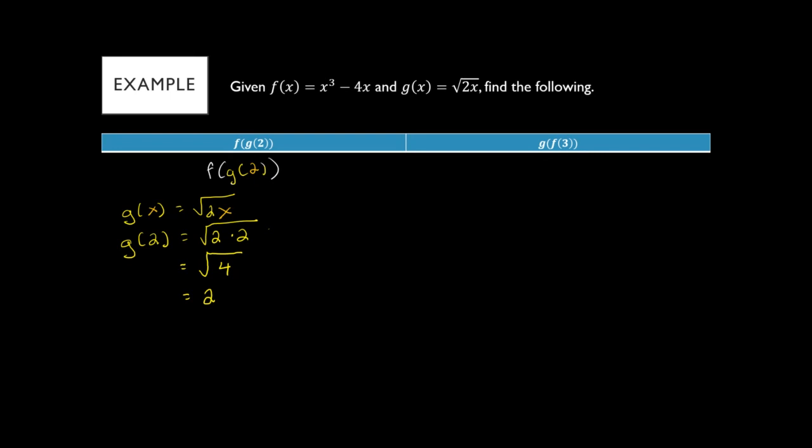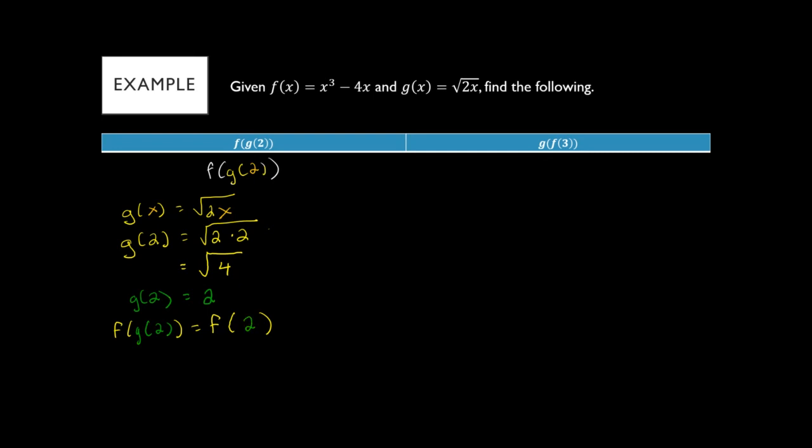So we have f of g of 2, and g of 2 we found is 2. So now we can replace g of 2 with 2. So let me try to, so g of 2 here is equal to 2. So now I am replacing it with 2. Okay, maybe I'll try a darker green so that shows up a little bit better. There we go.